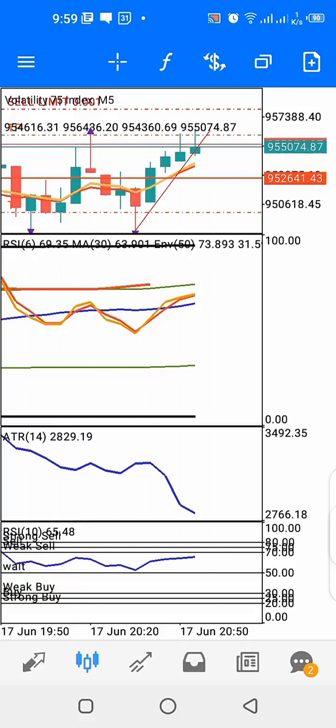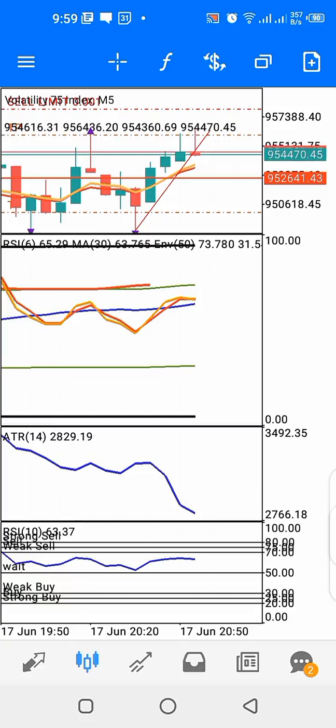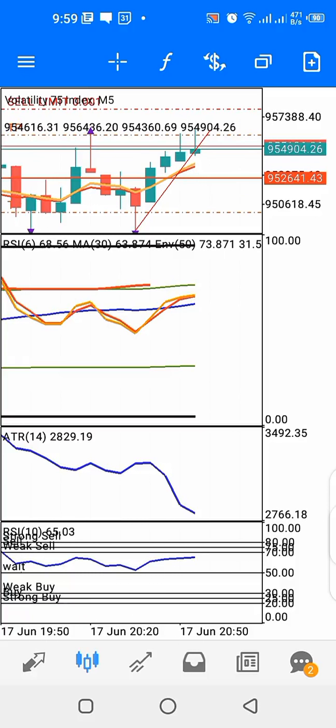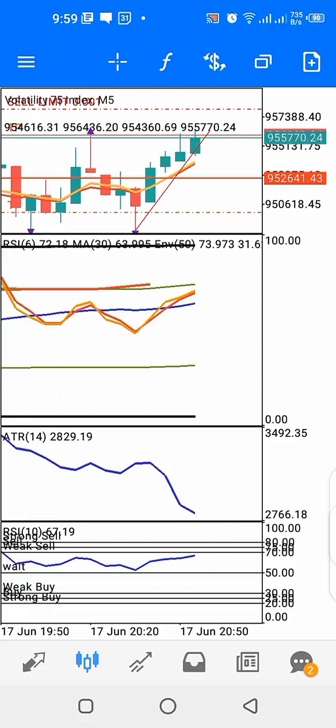It makes you recover all your drawdown and get to break even. There won't be loss, there won't be profit, then you can close your trades. So that's the basic reason for this strategy: for you to quickly break even in case price suddenly goes against your trade, which happens more often on volatility 75 index.